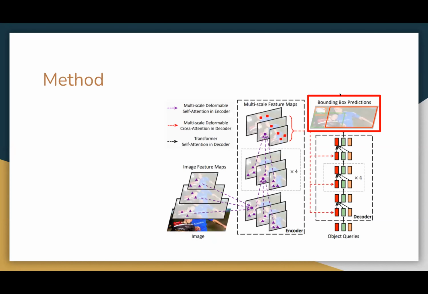Then once we do that, we'll have output for the bounding box predictions. These are passed in. We then pass this in as the initial input for the decoder of the DTR.